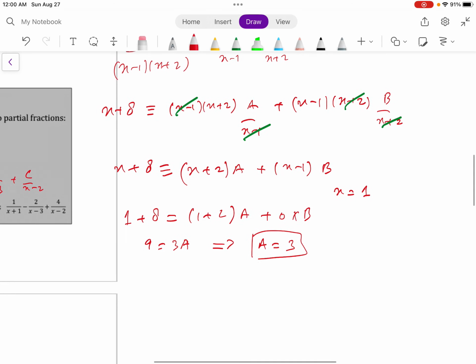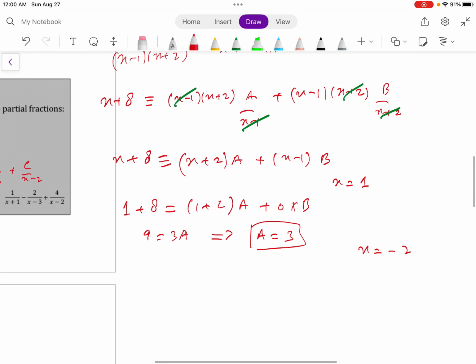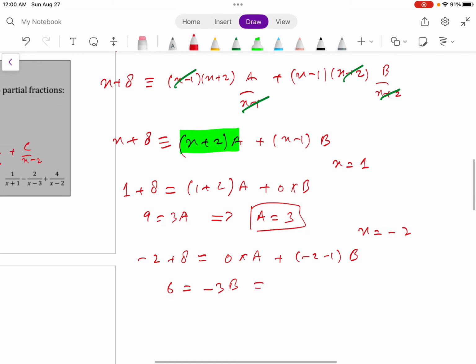Similarly, we can let any other x value to get the B value, and the suitable value will be x equal to minus 2, so that this time this part becomes 0 and we get the B value directly. So I'm going to let x equal to minus 2. So it's minus 2 plus 8 equals 0 times A plus minus 2 minus 1 times B. This gives us 6 equals minus 3B, and this gives us the B value, which is minus 2.